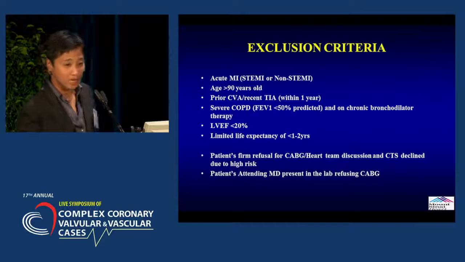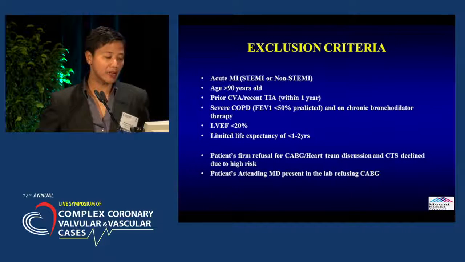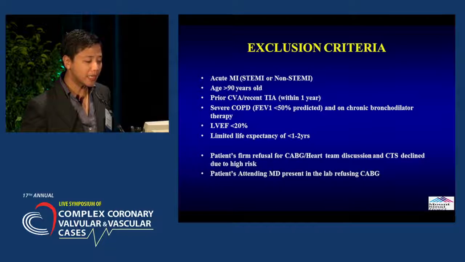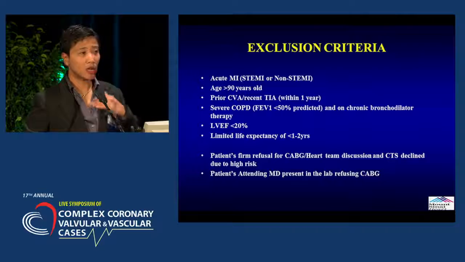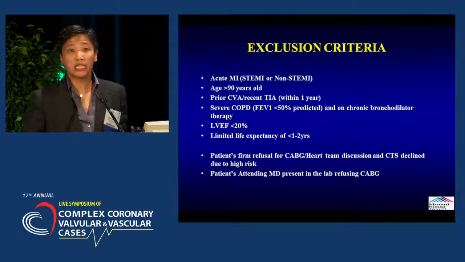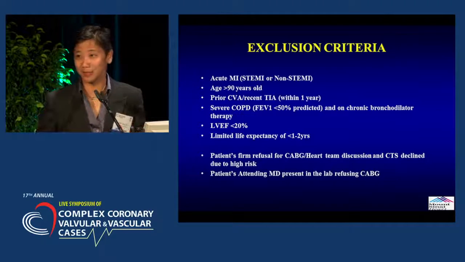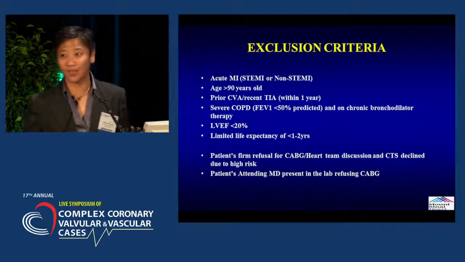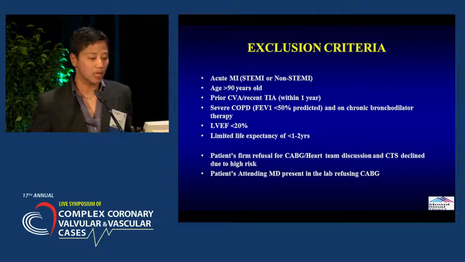Acute MI, age more than 90 years old, CVA or TIA within 1 year, severe COPD, LV less than 20%, limited life expectancy, patient's firm refusal. Some patients, no matter how you say that the best option is CABG, they just don't want it. You can't force them. For them, just thinking of cracking the chest open, it's like, no. If you can fix it, that's what they want, but you have to offer the better option.